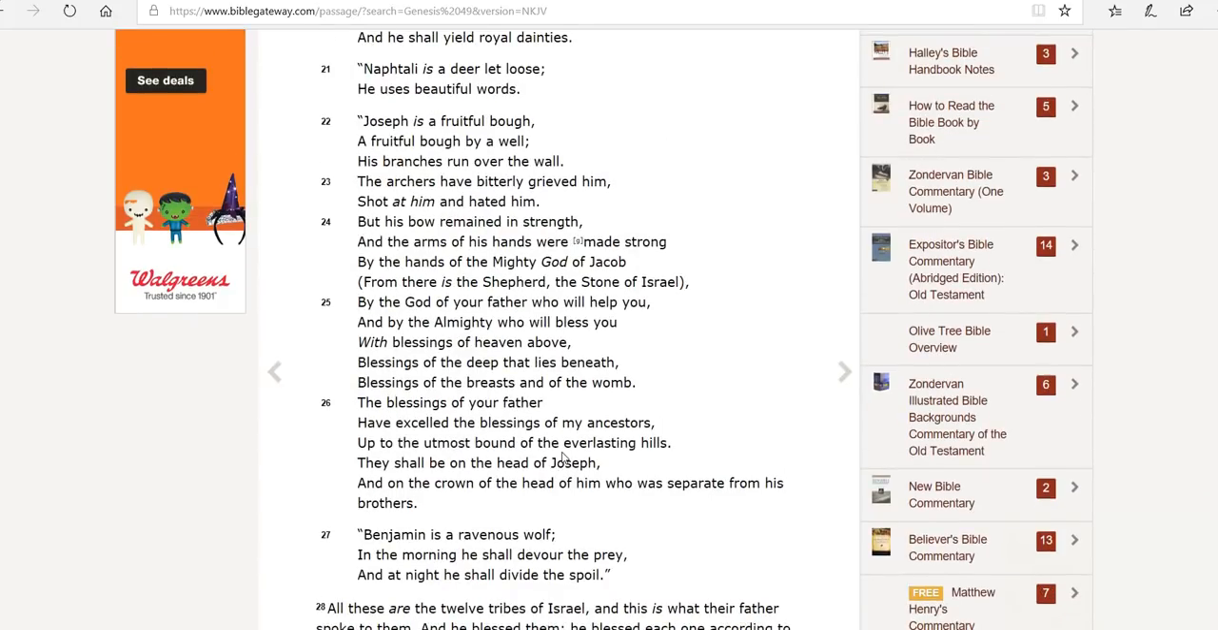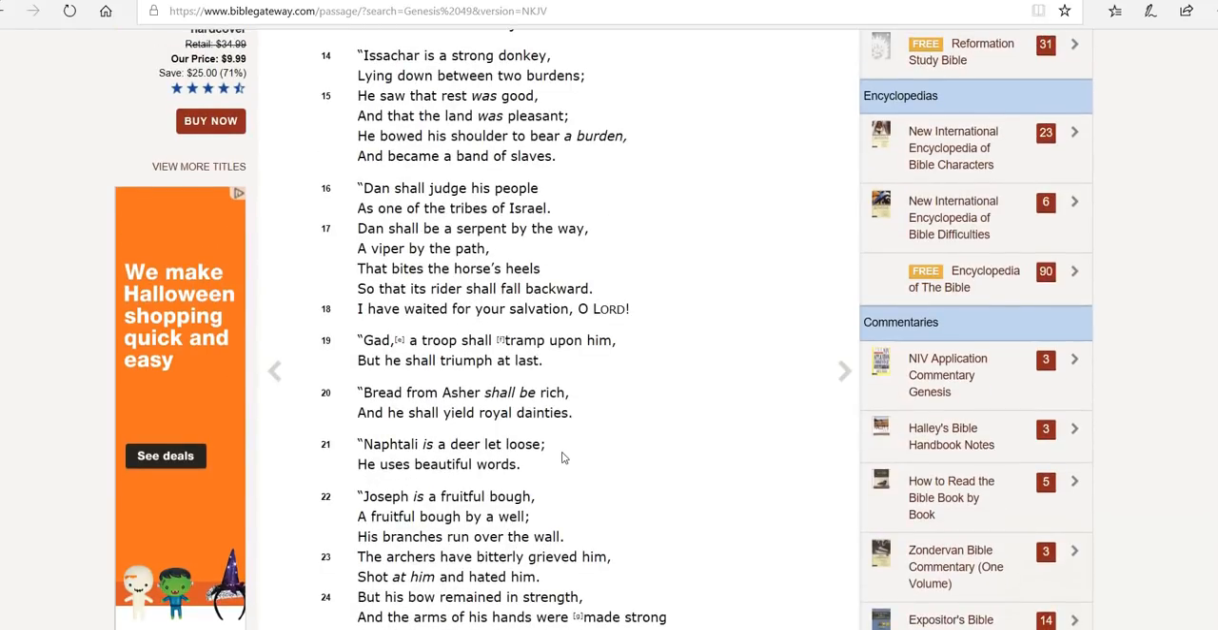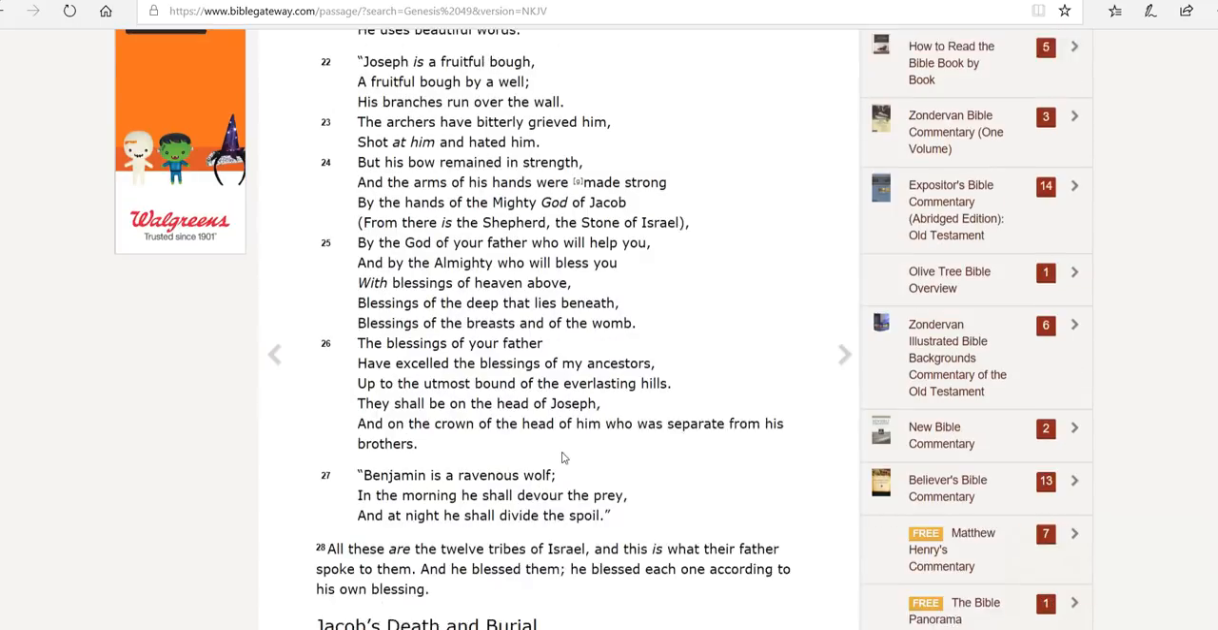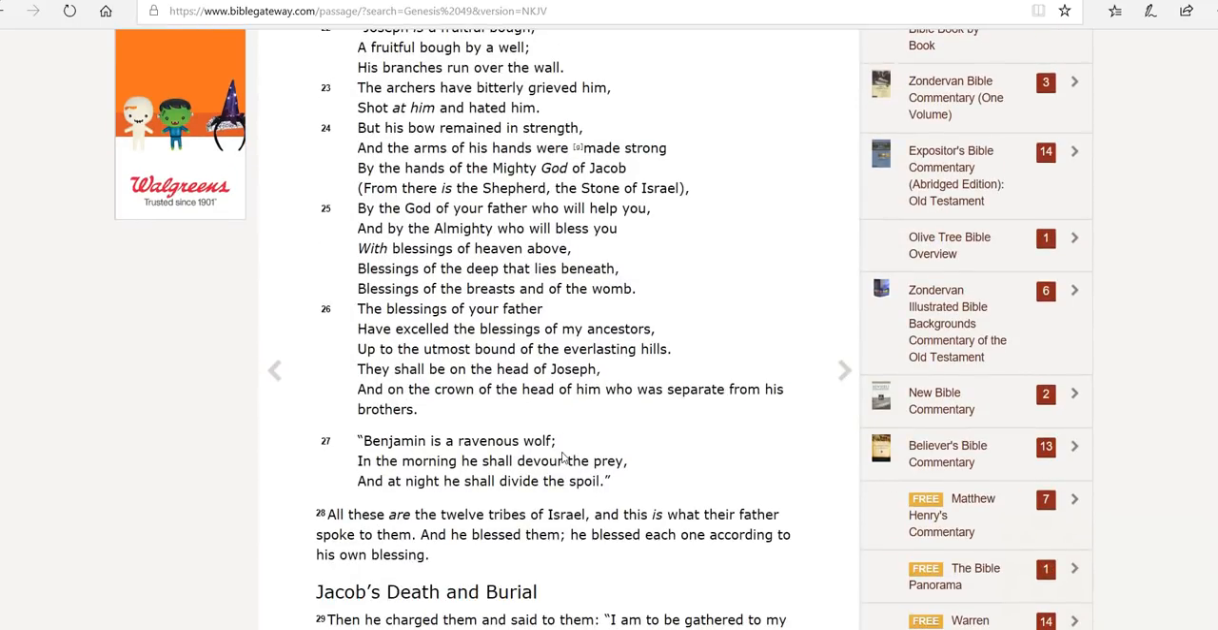Can you imagine having some of this information spoken to you from your father on his deathbed? Would they even be able to understand it all? I don't know. But this is pretty interesting information.